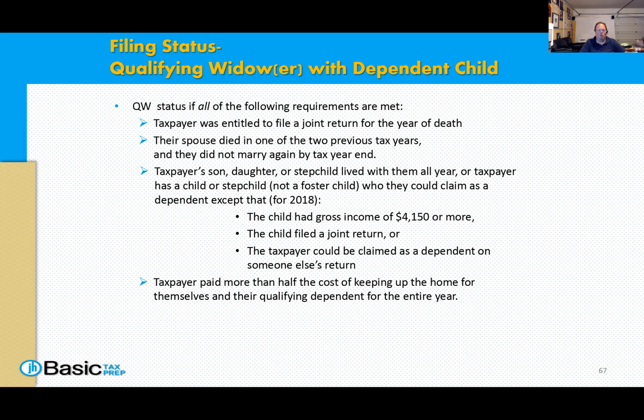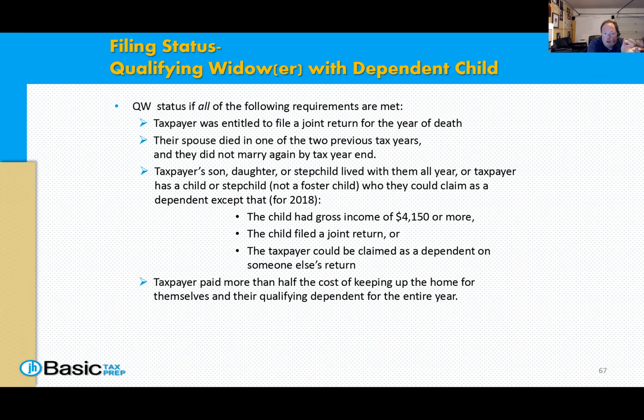Or the taxpayer had to have paid more than half the cost of upkeep for the home and their qualifying dependent for the entire year. Okay, so it has the status of the death of their partner within 2 years. Okay. They have a child with them, or a child that they can claim who did not have a gross income of $4,150 or more, or did not file a joint return, or the taxpayer could not be claimed as a dependent on someone else's return.